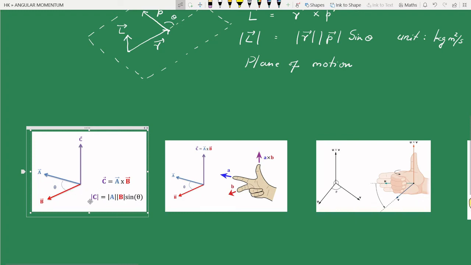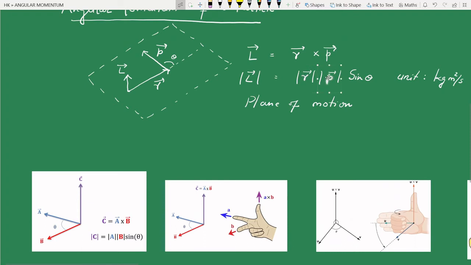So what is the magnitude of C? Modulus A, modulus B, sine theta, just like I have written here. Magnitude of L is modulus of R, modulus of P into sine theta. Theta is the angle between R and P, in the same way here. So that's the first figure.